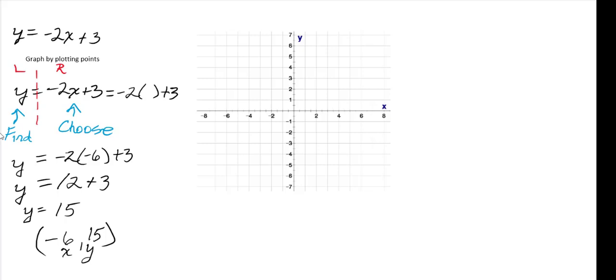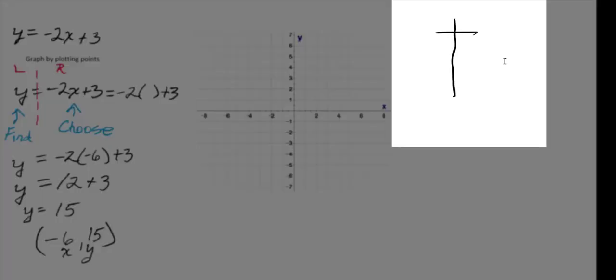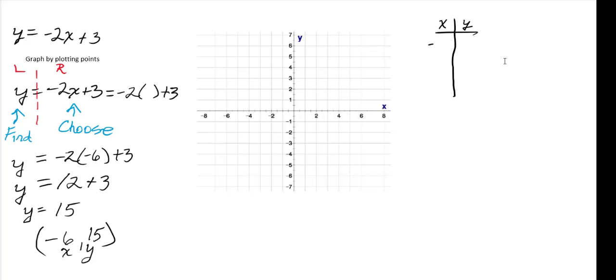Now we're going to do this repeatedly. I want to do this like 2 or 3 more times. Choose an x value, then find a y value. And I want to organize all this information. So one way of organizing this information is to create what is called a table of values. Okay, so here's my x, here's my y. So we found that -6 was an x value that I chose, and the y value that resulted was 15. So there's my solution from earlier.